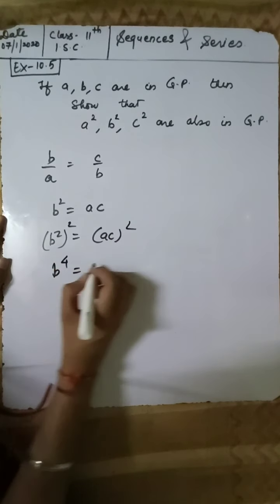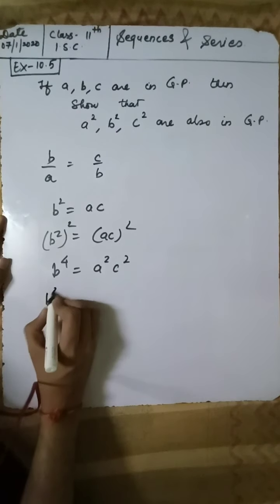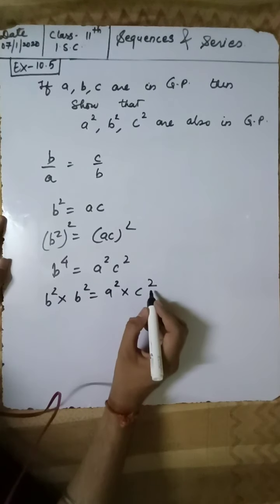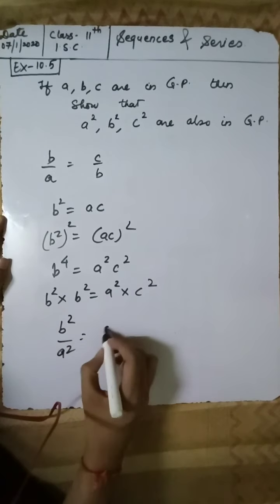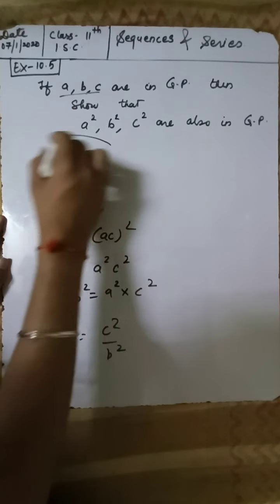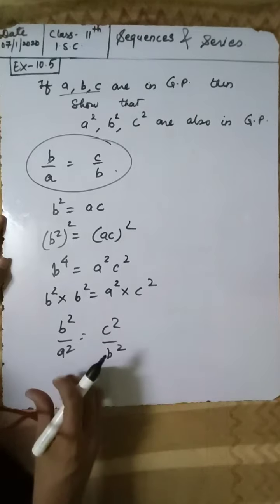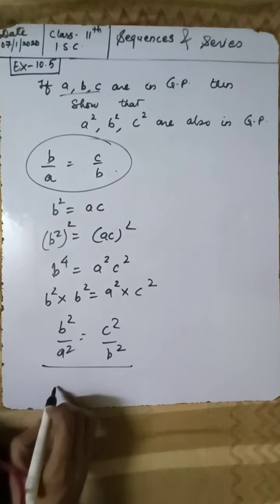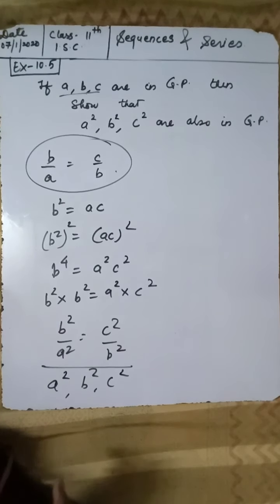So it will be b to the power 4 a square c square. Now break this b to the power 4 as b square into a square into c square. Now take this a square in the denominator here and b square here in the denominator. Now if a, b, c are in GP and we can write like this, so its reverse is also true. So if b square upon a square is equal to c square upon b square, this means that a square, b square and c square are also in GP. Like this we have to understand.